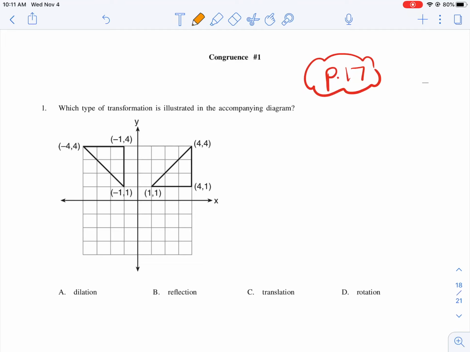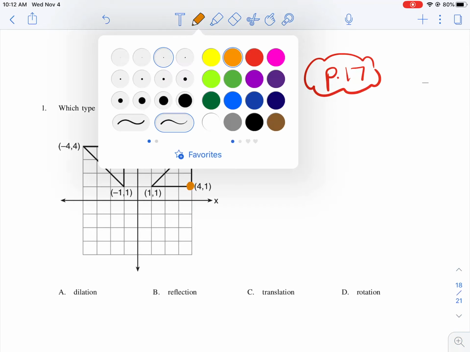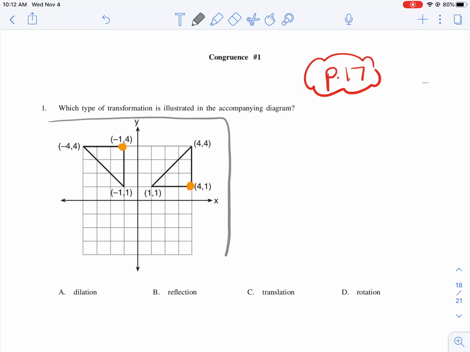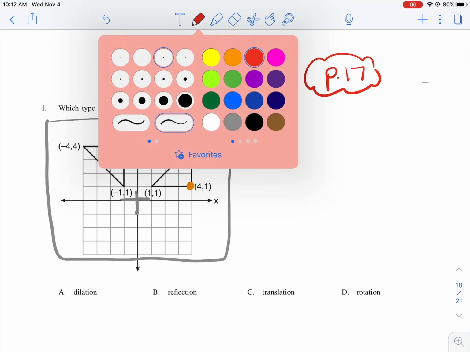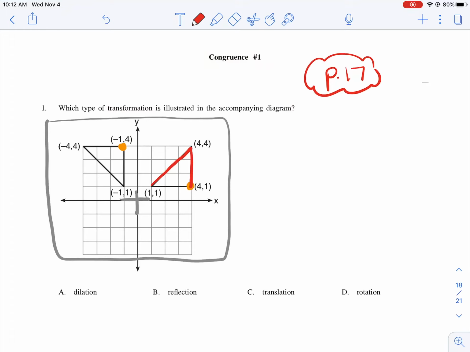So one strategy we've talked about in class is to sort of pick a point and follow it. So if I pick this corner point here, (4, 1), and I pick (-1, 4). This is the pre-image and the image. We could get out our patty paper. When I look at this, I notice, guys, that it is not just moving. I can see the shape is actually turning. So I'm just going to use my patty paper to see if we can figure out what's going on here.